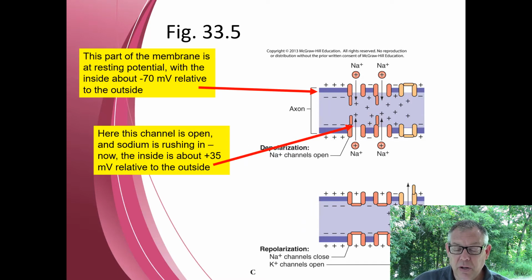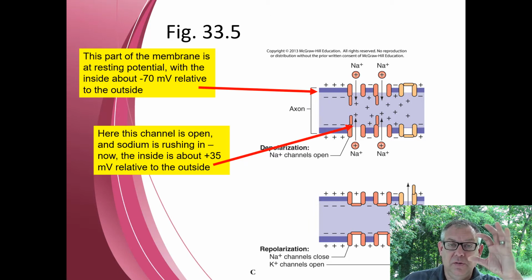So here's a figure from your book kind of showing you this. And so you look at the far left, and you look at this nerve, and we've got two membranes, right? Both sides of the nerve we're looking at here. And you see on the far left where I've indicated, the membrane is polarized. You've got negatives on the inside, positives on the outside. That's the resting potential. That's a neuron at rest. And it's about negative 70 millivolts inside relative to outside.